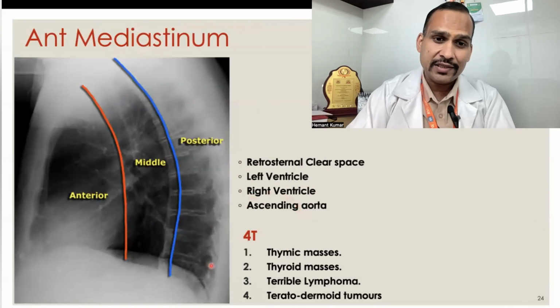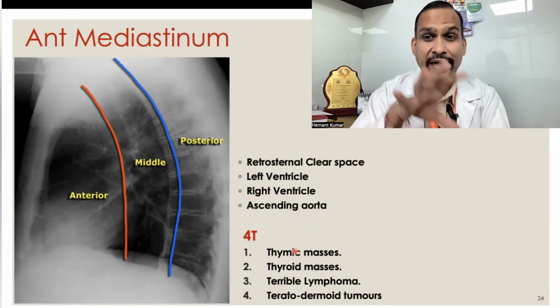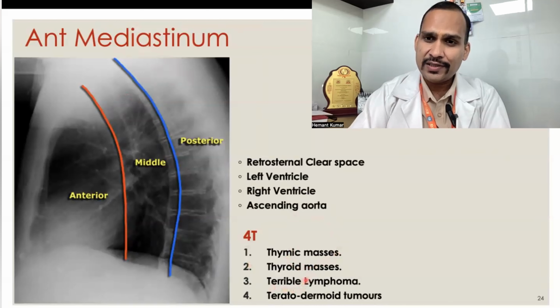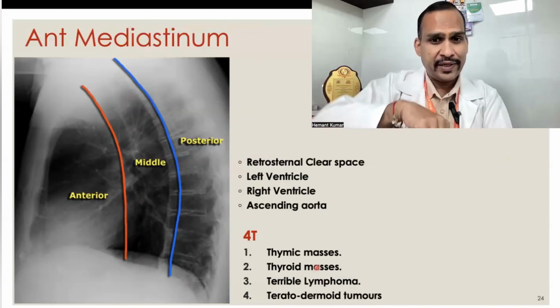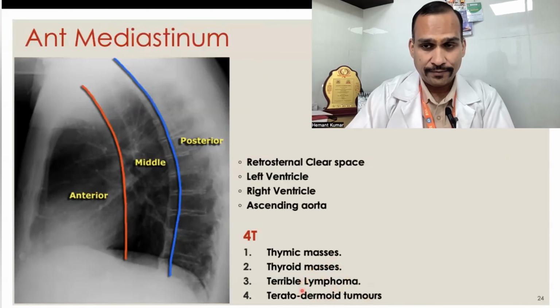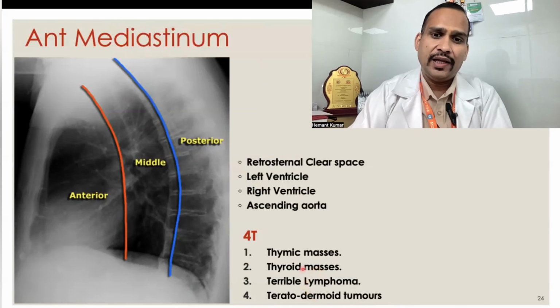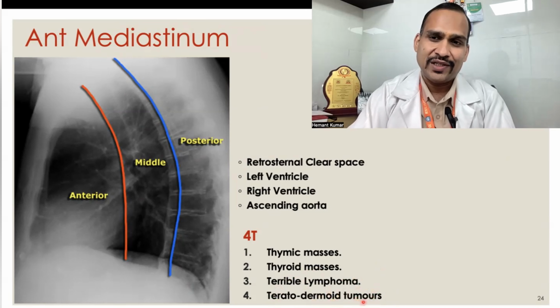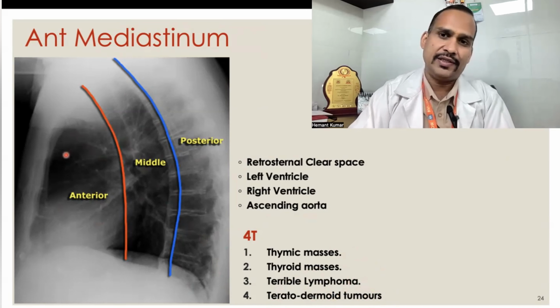So what are the diseases? If there is a mass or soft tissue in the anterior mediastinum, the probable diagnosis is thymic mass, because the thymus is on the anterior side, thyroid mass, which is extending through the sternum to the anterior mediastinum, lymphoma, very important. Lymphoma can be there in any compartment, and some teratodermoid tumor, that is germ cell tumor. These tumors are there in the anterior mediastinum.